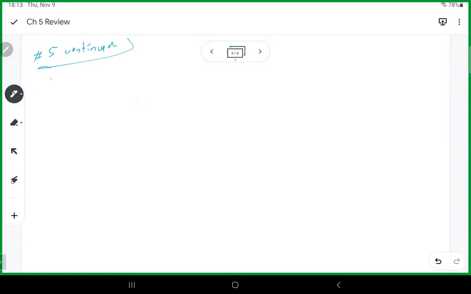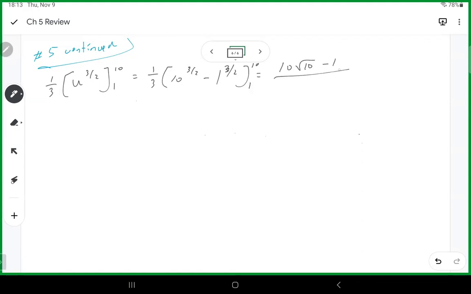Okay, so then we're going to have 1/3 u to the 3/2, 1 to 10, and 1/3 times 10 to the 3/2 minus 1 to the 3/2. So that's going to be 10 square root of 10 minus 1 over 3.